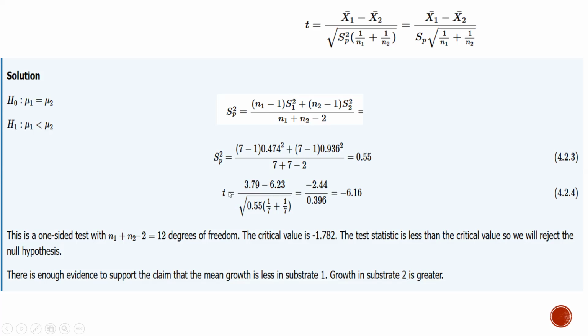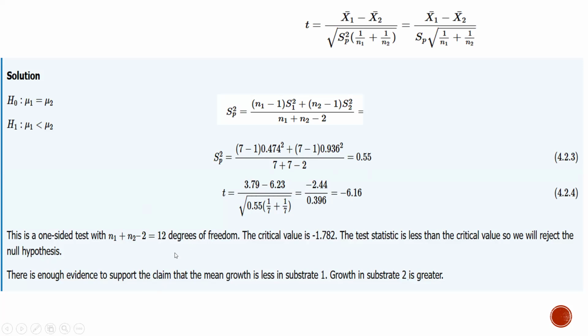Now we will put this value in this formula. This T shows the pooled t-test. The values are put in the pooled t-test formula, which has x1 minus x2, the difference of the means, under the root the pooled variance times 1 divided by N1 plus 1 divided by N2, and you will get the value of minus 6.16. As the test is one-sided, because we are saying that the growth in substrate 1 is less than substrate 2, the degrees of freedom is calculated by N1 plus N2 minus 2, that is 12.